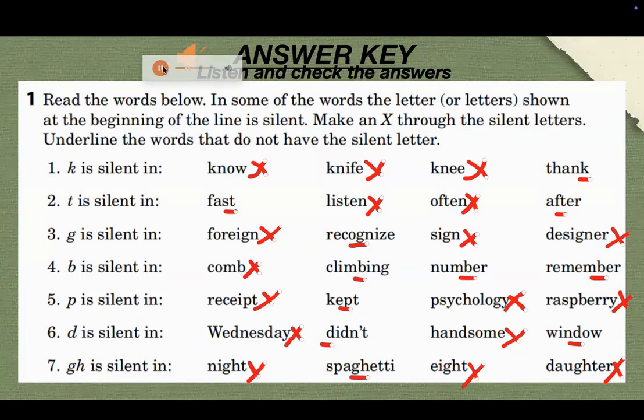Next one, number 3. Orange, recognize, sign, designer. Okay, so we have the sound g is silent in orange, sign, designer. However, it is not silent in the word recognize. Okay, next one, number 4.